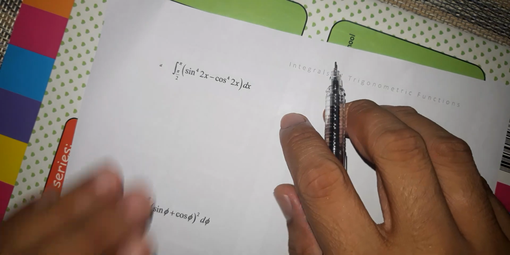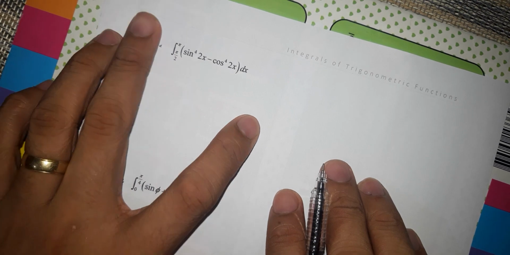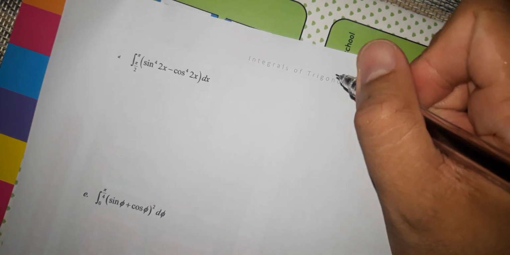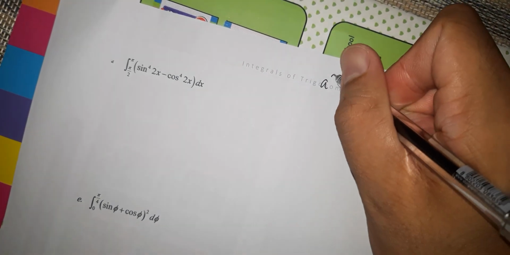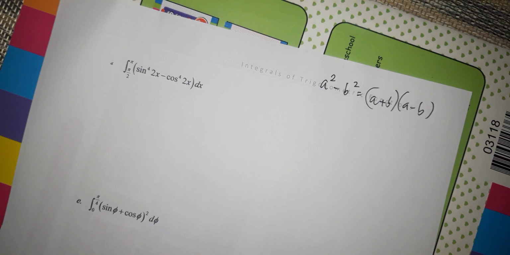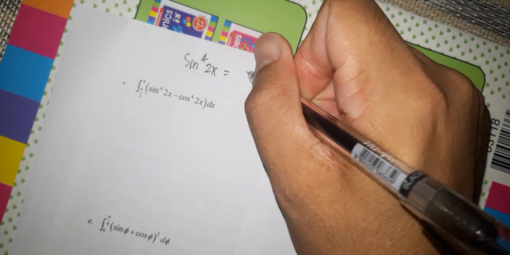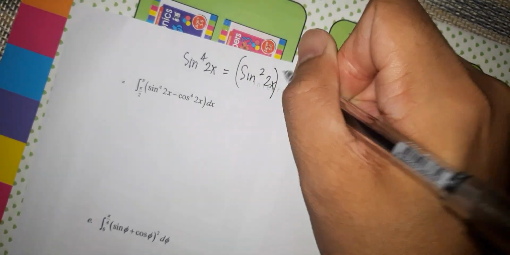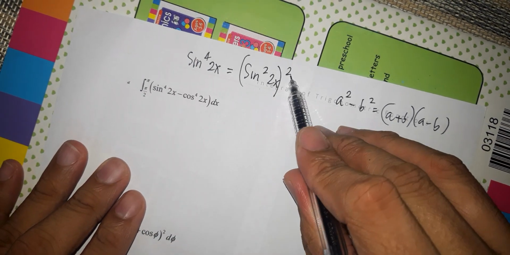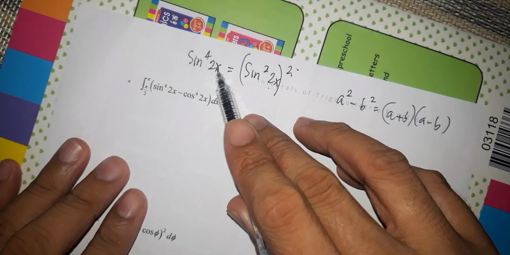So let's proceed with the fourth example. So I have there the integral of sine to the 4th of 2x minus cosine to the 4th of 2x dx from pi over 2 to pi. What we will do there is simplify using our algebra. Recall that a squared minus b squared is equal to a plus b times a minus b. So how is it related here? Sine to the 4th of 2x can be written as sine squared 2x raised to the second power. When a power is raised to another power, you multiply the exponents. Therefore, sine squared 2x raised to the second power is sine to the 4th of 2x.